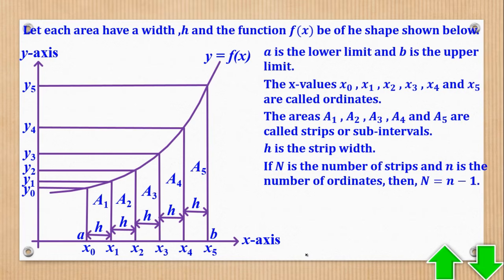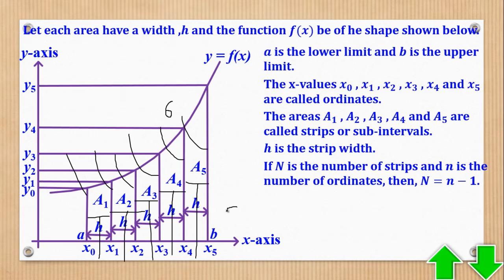Let's look at this diagram. We said ordinates are these lines. So this is 1, this is 2, this is 3, this is 4, this is 5, and this is 6. Those are ordinates. But when we talk about strips, from here to here is one strip, 1, from here to here is another strip, 2, from here to here is strip 3, from here to here is strip 4, and from here to here is strip 5. So we have 5 strips and 6 ordinates. I think you see that to get the number of strips, you have to subtract 1.